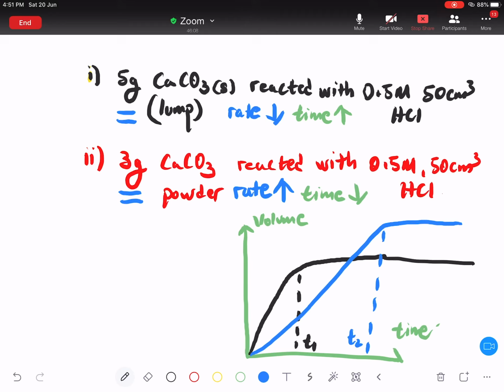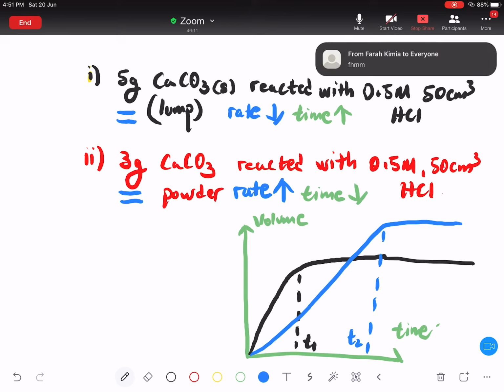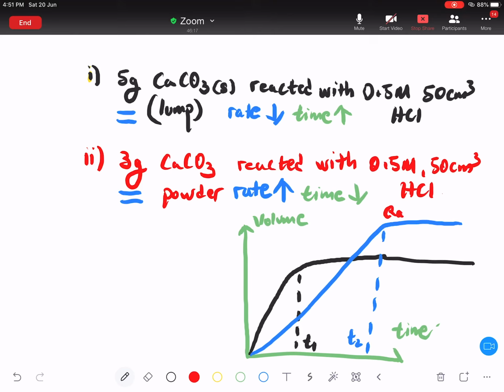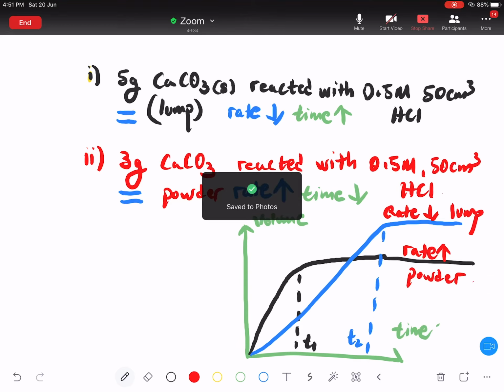Faham tak? Rate dia, this one have a low rate, yang ni adalah high rate. Tapi, therefore, this is your lump, ini adalah powder, serbuk. Inilah jawapan dia. Okay, done.